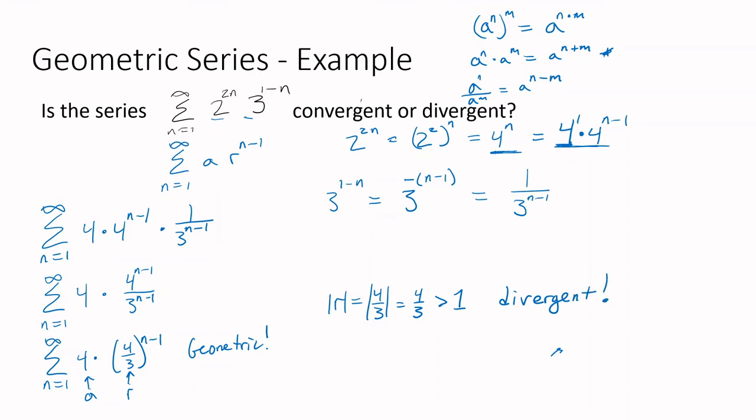That's it. So my series is divergent because the R that I found, the absolute value of it, was greater than 1. So my growth factor was 4/3, which means that I'm going to start at 4 and I'm going to grow, and grow, and grow at each step. And so I'm going to be adding bigger and bigger things, and well, then I'm going to go to infinity. That's the idea. Okay.